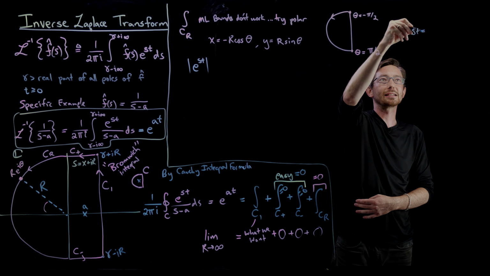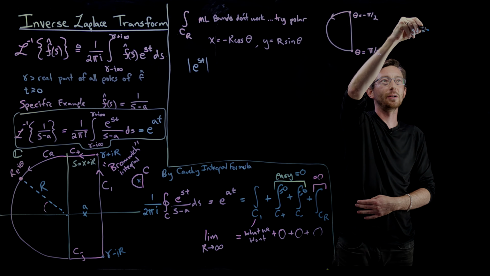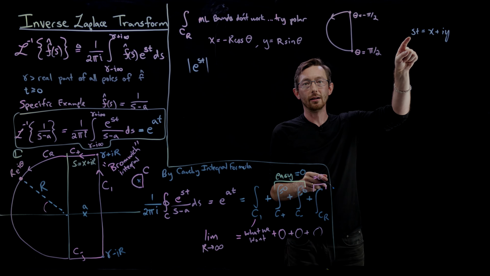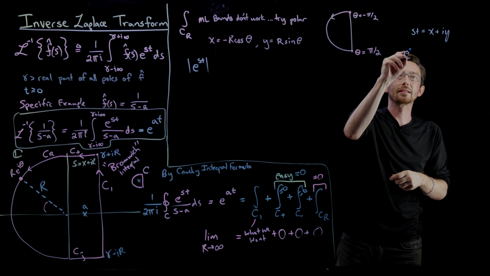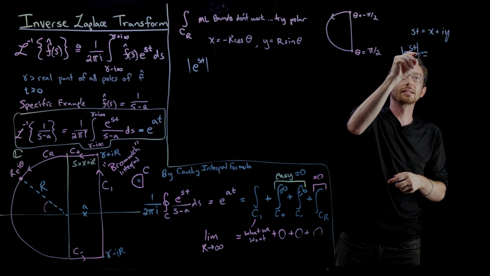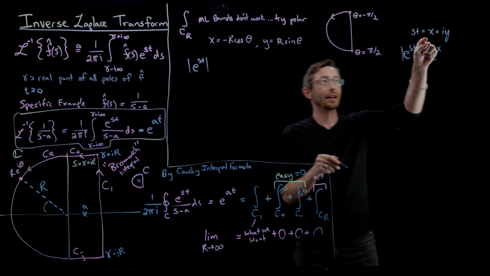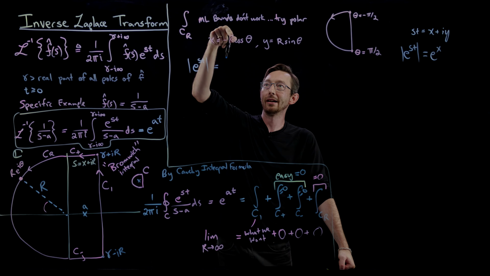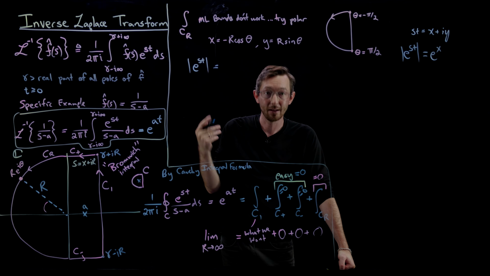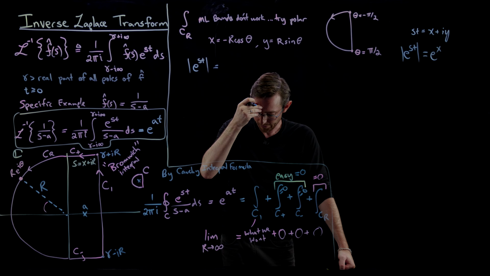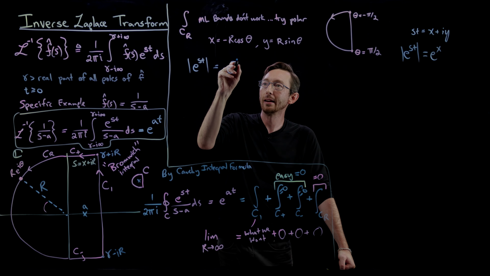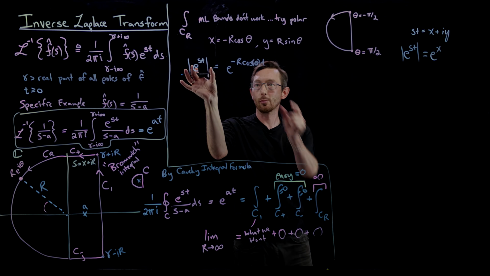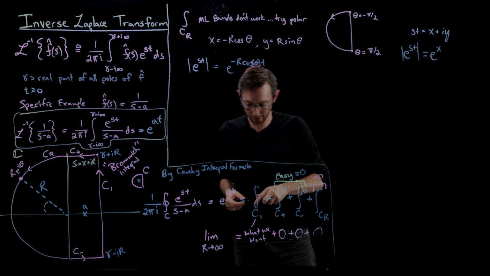my st has a real part, let's call that x plus i y, the norm of e to the st is going to equal e to the x. It's going to be the length of e to the real part. So the norm of this is going to be e to the minus r cosine theta times t. That's the norm of the numerator, this thing here.